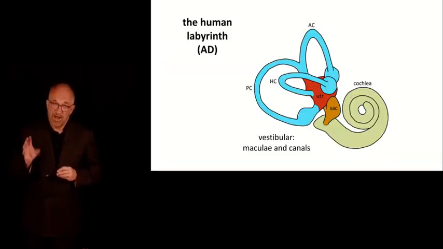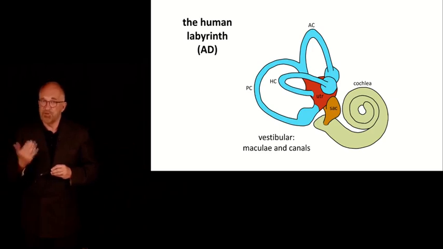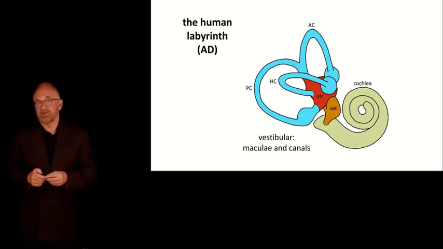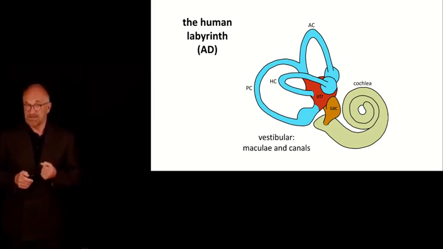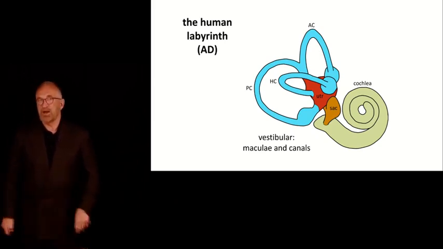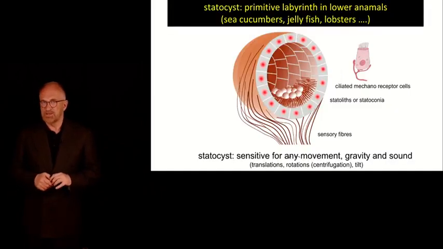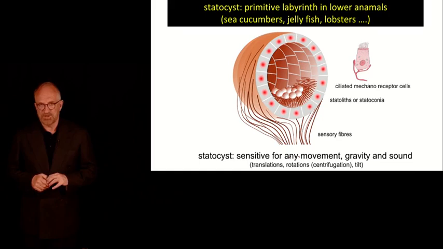Now, we have inside the vestibular labyrinth two parts. We have the maculae, the utriculus and sacculus, and the canals. The oldest part of the vestibular system is the macula, utriculus and sacculus. In fact, they are a very rudimentary organ. And we see a similar organ, the statocyst, in the primitive labyrinth in lower animals, like we see it in sea cucumbers, jellyfish and lobsters.